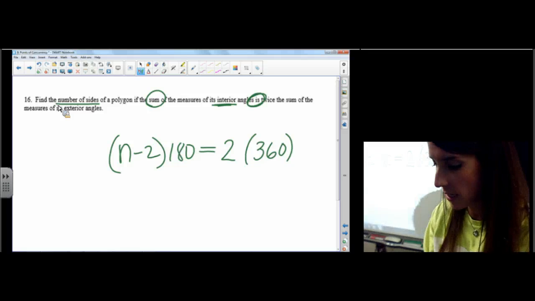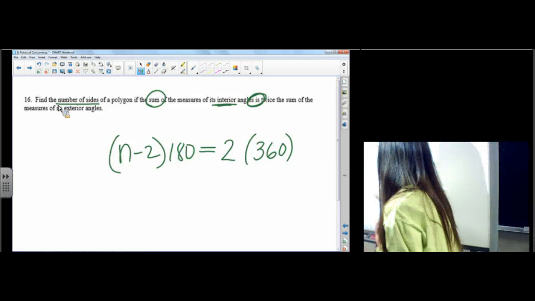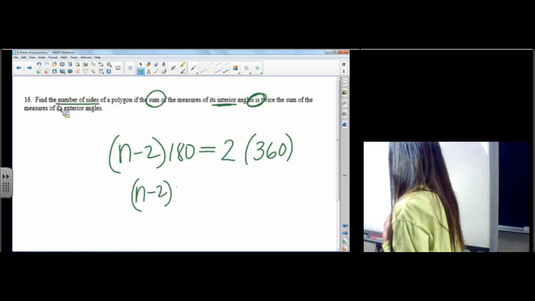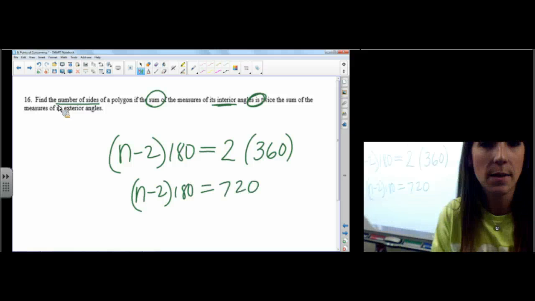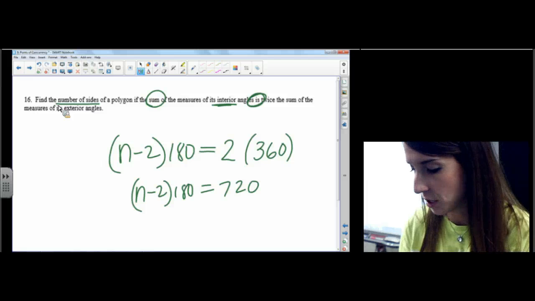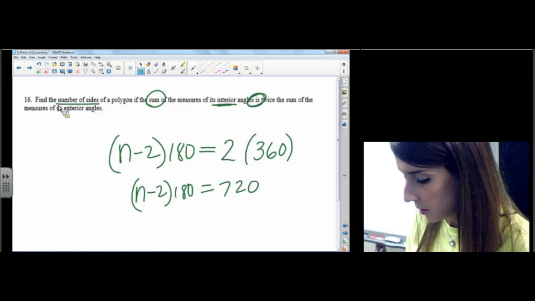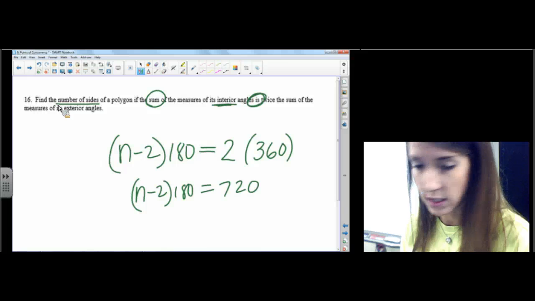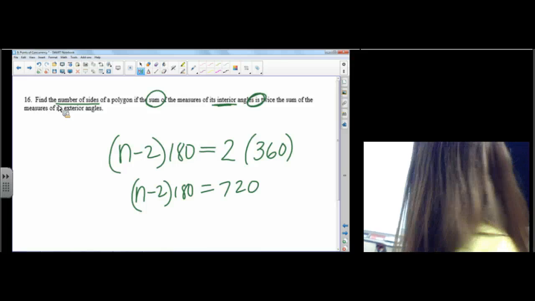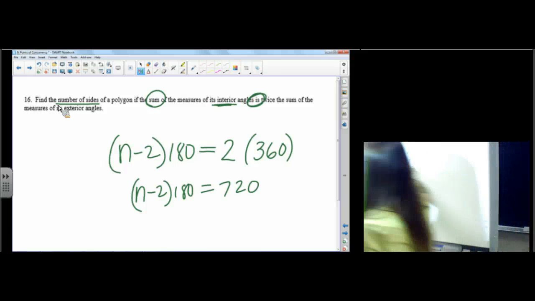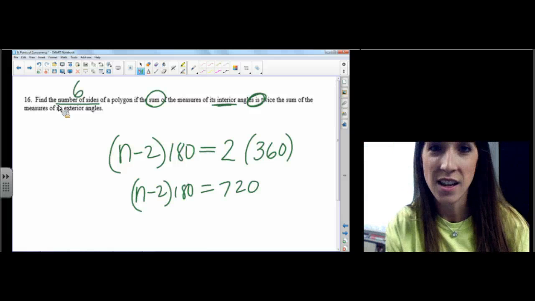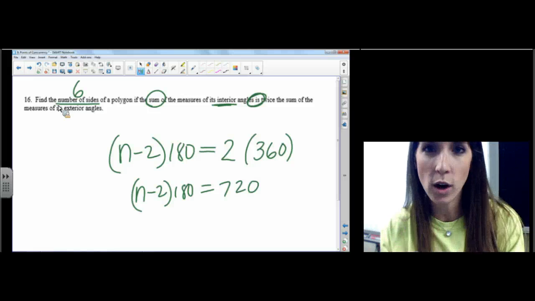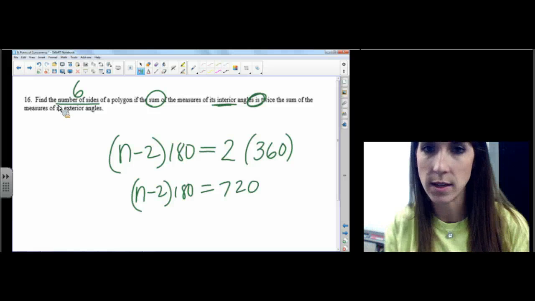2 times 360 will get us 720. So we have n minus 2 times 180 equals 720. And then we're simply going to divide by 180 and add 2 because we're going to be doing the opposite. So 720 divided by 180 is 4, plus 2 is 6. So we just found the number of sides. It is a hexagon and the answer is 6. We did this by breaking up each word and turning it into a number or a symbol.